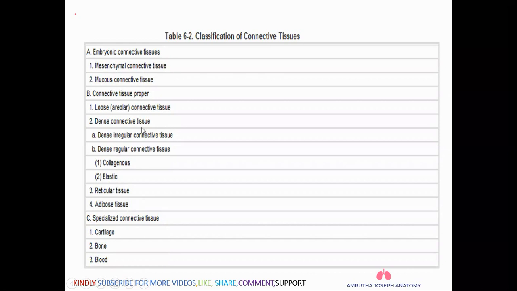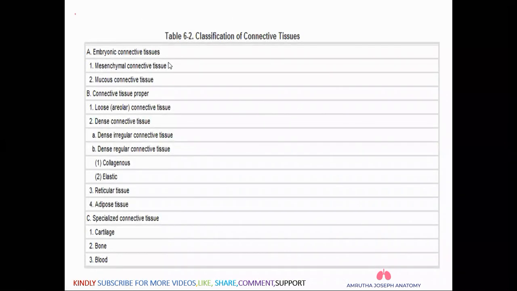Now coming to dense connective tissue, we have dense irregular connective tissue and dense regular connective tissue. In dense regular connective tissue, there are two types: collagenous dense regular connective tissue and elastic dense regular connective tissue. Coming to the specialized ones, we will discuss them later. The three are cartilage, bone, blood. So try to remember the connective tissue classification. I know it is a little tough, but still.